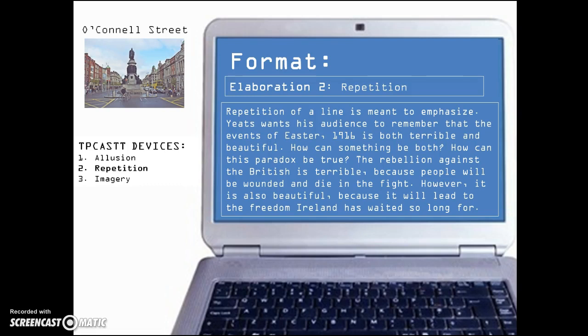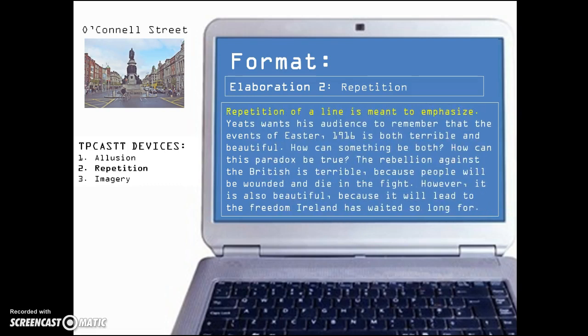How can something be both? How can this paradox be true? The rebellion against the British is terrible because people will be wounded and die in the fight. However, it is also beautiful because it will lead to the freedom Ireland has waited so long for.